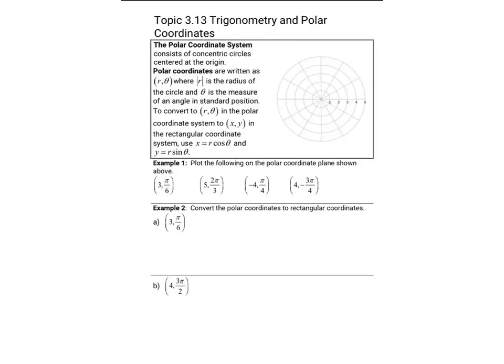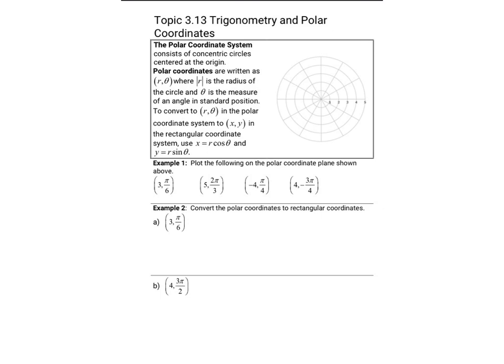The polar coordinate system. And so what you see on this graph are basically concentric circles, based on different radii. The innermost circle has a radius of 1, and the outermost circle on this particular graph has a radius of 6.